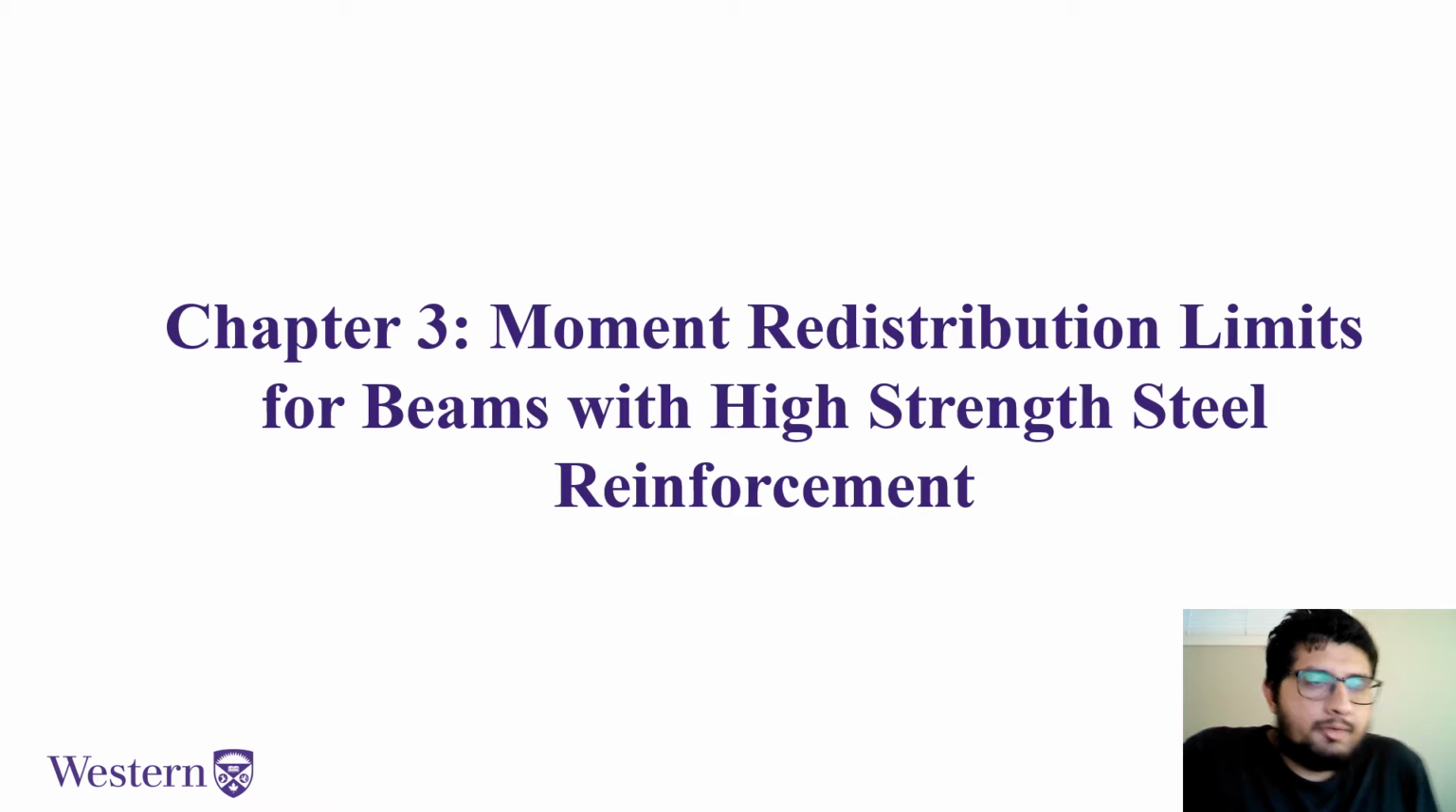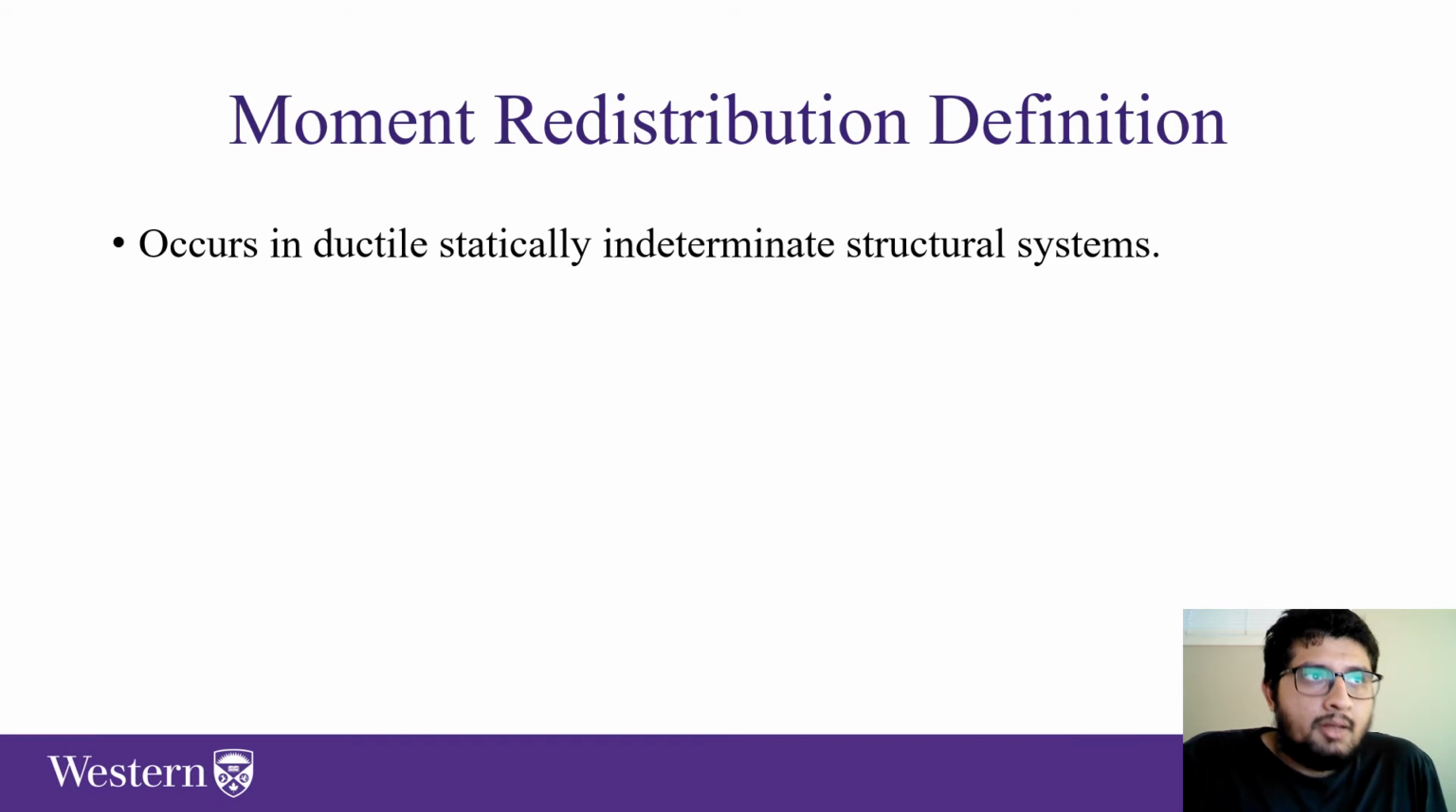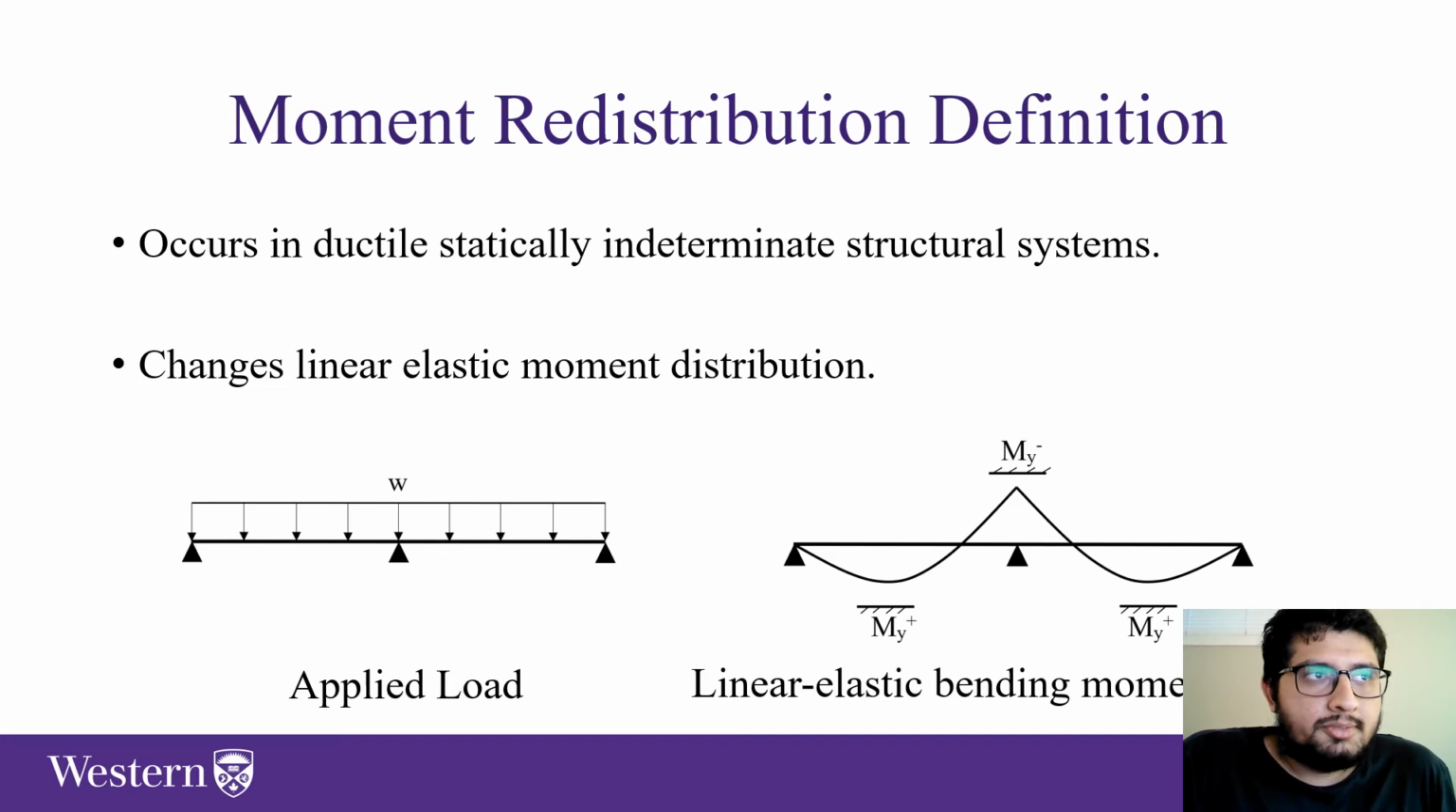Chapter 3 is the moment redistribution limits for beams with high strength steel. So moment redistribution occurs in ductile, statically indeterminate structural systems. And if we have a continuous beam and we apply a uniformly distributed load on all the spans as shown in the figure on the left hand side, then we get critical positive and negative linear elastic bending moments as shown in the figure on the right hand side.